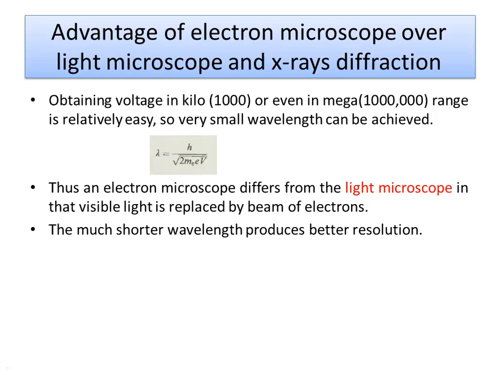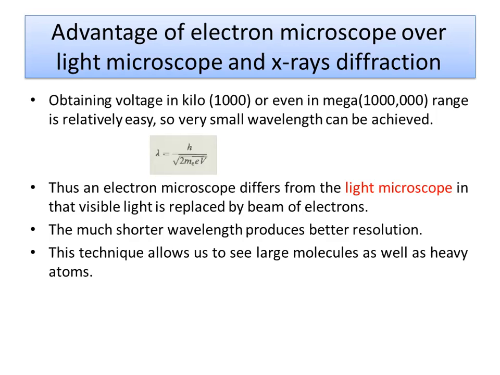Now, the third point, I have just concluded with this one. This much shorter wavelength produces better resolution. The smaller the wavelength, the higher the resolution, meaning you can see atoms more minutely. As we saw in the first slide, you are looking at atoms or molecules with specific shapes, and you can only do this by using the electron microscope. And the next is, this technique allows us to see large molecules as well as heavy atoms.